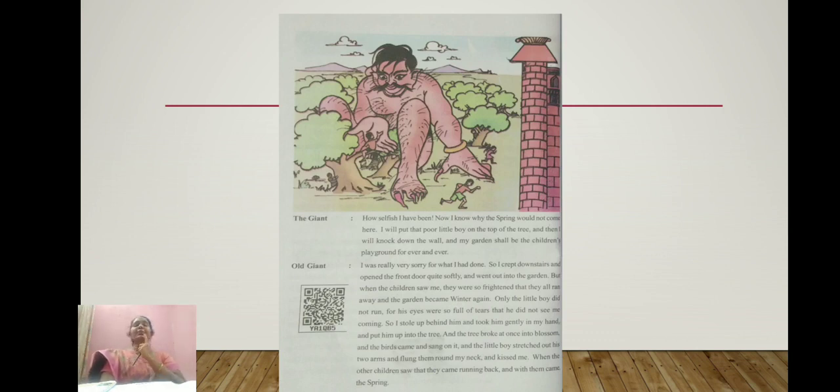Who hath dared to wound thee? Your hands, your feet. Who hath dared to wound thee? Tell me, that I may take out my big sword and slay him. So the little boy's body was fully covered with wounds. So the giant is asking, who has done all these things to you? I will take out my sword and kill him.